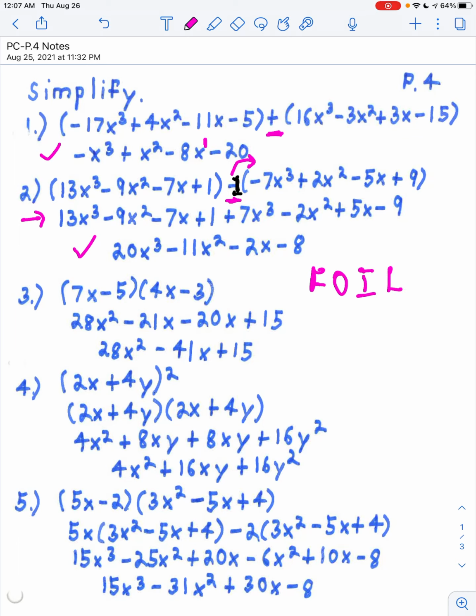We start with our first term, 7x times 4x is 28x squared. Then our outside product is the 7x times the negative 3, or negative 21x. The inside product is negative 5 times 4x, and that's negative 20x. And then the last product is negative 5 times negative 3, which is positive 15. Of course, we can combine our two middle terms of negative 21x and negative 20x to get negative 41x.